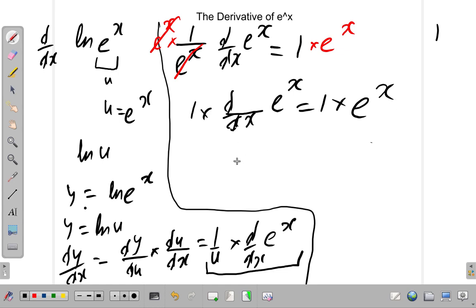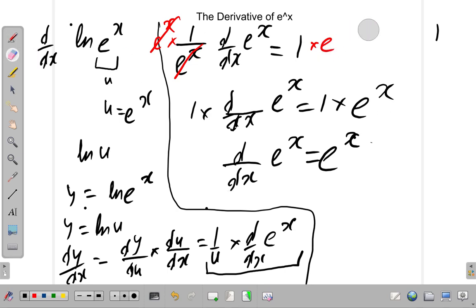If we rewrite it without the 1s, this is saying d by dx of e to the x equals e to the x. Okay, so there goes. It actually works out. So we see that when we differentiate e to the x, what we get is the same e to the x. So the standard result says this. Let me just write it up here. d by dx of e to the x is equal to e to the x.